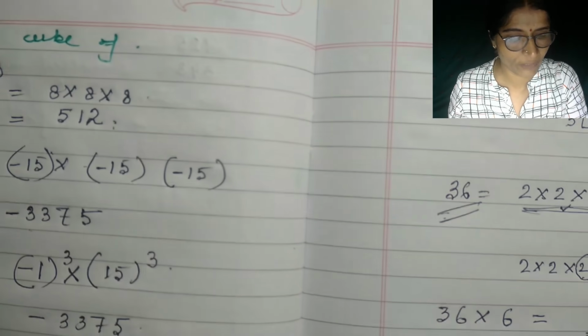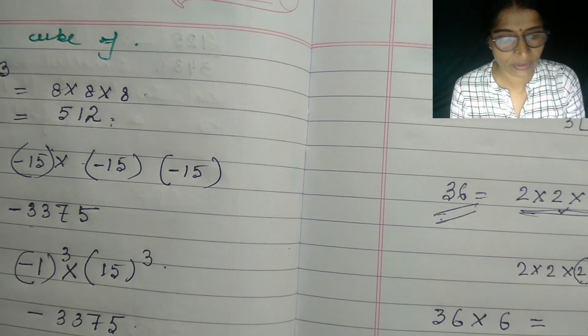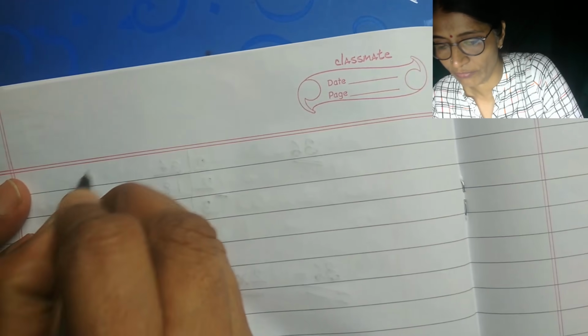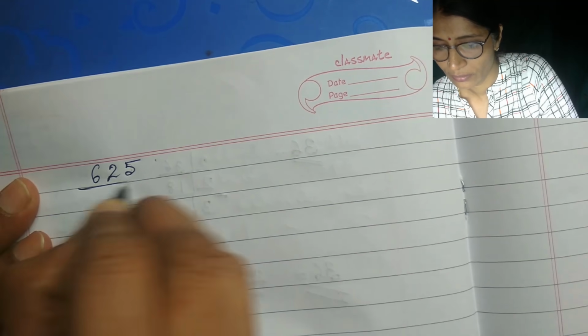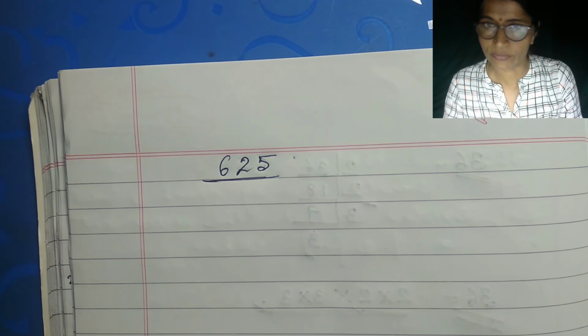Okay. Next, suppose a number is given to you, but now I am not asking by which number it is multiplied, but by which number it must be divided so that whatever the quotient is, that will be a perfect cube. Not the same example. Suppose I'm taking your example 625. A number 625 is there. I know this is not a perfect cube. Why is it not a perfect cube?